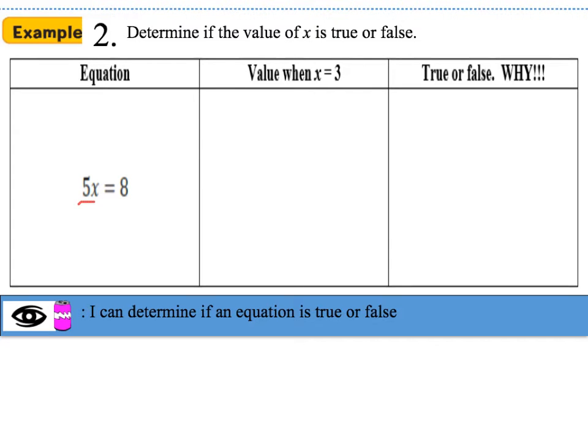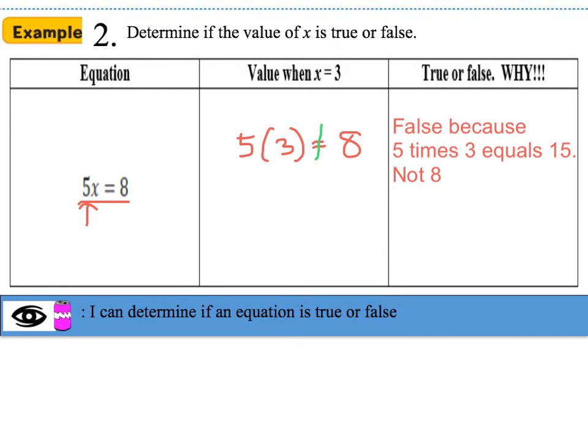Example 2 says determine if the value of x is true or false. They're giving us another equation, which is 5x equals 8. This is an equation because it has an equal sign. And let's go ahead and determine what happens when the value of x is equal to 3. Remember, whenever the variable is standing next to a coefficient, we're going to assume that we're multiplying. So I'm going to take 5 times 3 and set it equal to 8. So we know this is a false statement because 5 times 3 equals 15, not 8.